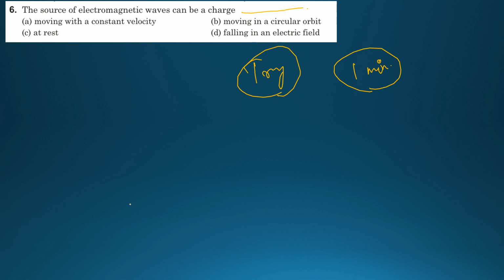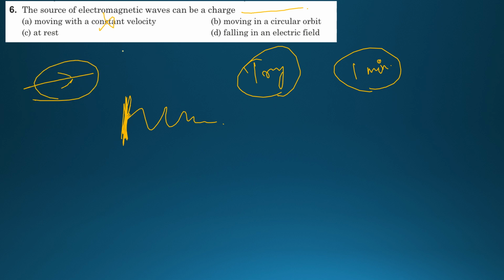See, when charge oscillates, it creates electromagnetic waves, right? So moving with a constant velocity cannot be the answer. If it is moving with constant velocity, then there is no change, so it won't produce any disturbance, any electromagnetic wave. At rest, this is not at rest, we know it. So these two options are gone.